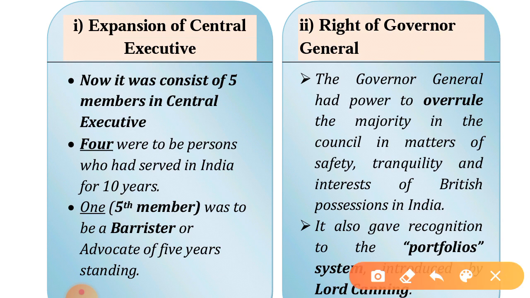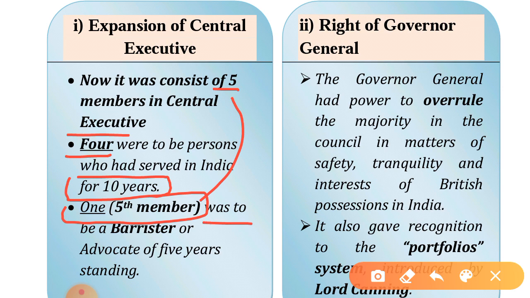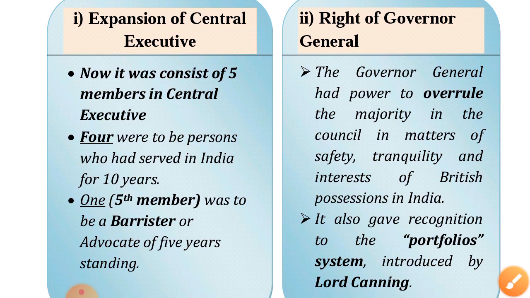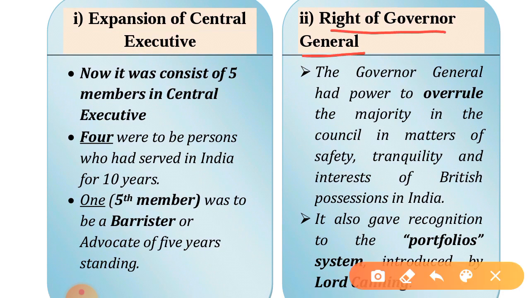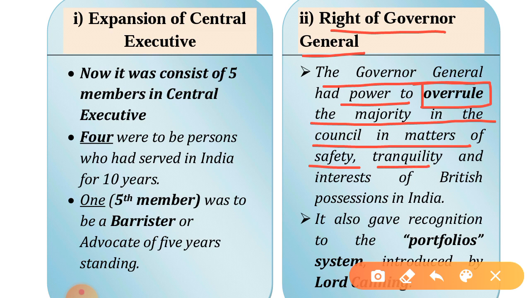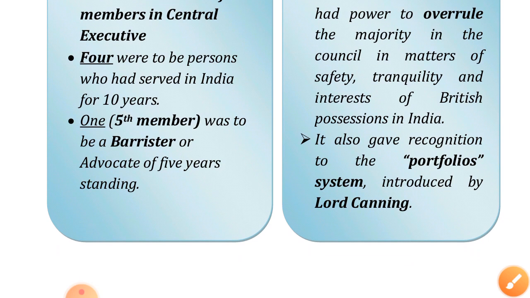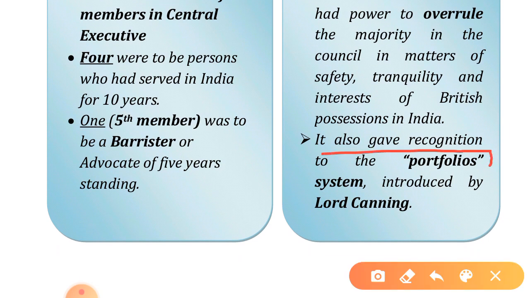Of these 5 members, 4 were to be persons who had served in India for 10 years, and 1 was to be a barrister or advocate of 5 years standing. Next, right of Governor General. The Governor General had power to overrule the majority in the council in matters of safety, tranquility and interest of British possessions in India. Next, it also gave recognition to the portfolio system introduced by Lord Canning.